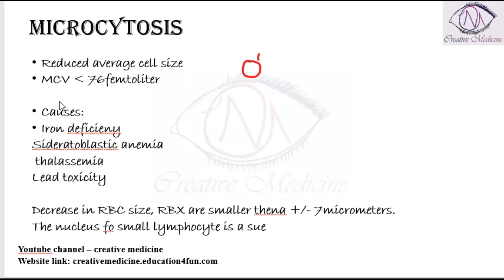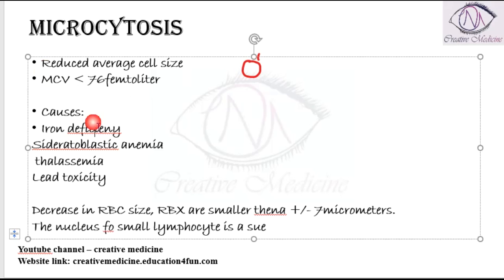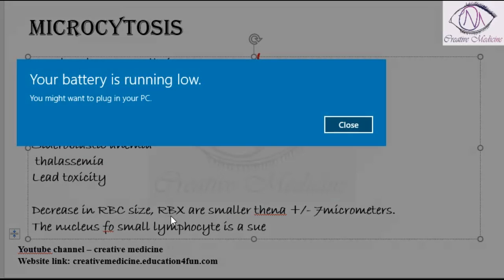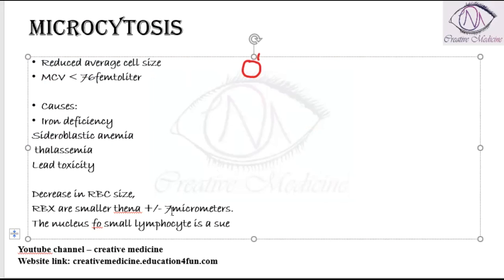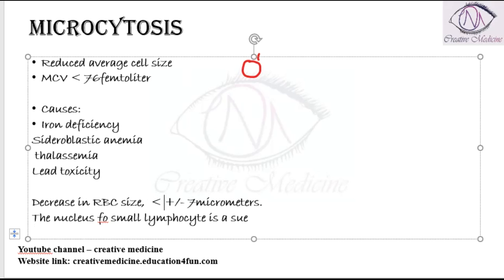Causes of microcytosis. Microcytosis is seen in iron deficiency anemia, sideroblastic anemia, thalassemia, and lead toxicity. So, in microcytic anemia, there is a decrease in the size of the RBCs, and the RBCs in microcytic anemia are smaller than normal. There is decreased size in the RBCs, which is less than plus or minus 7 micrometers.